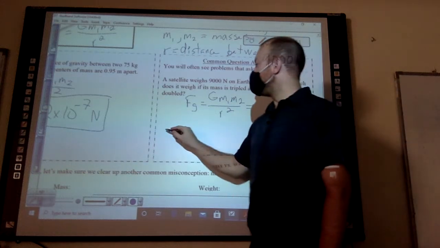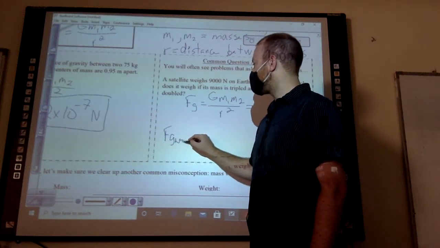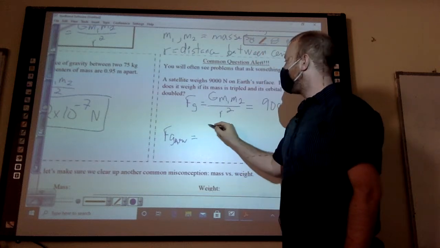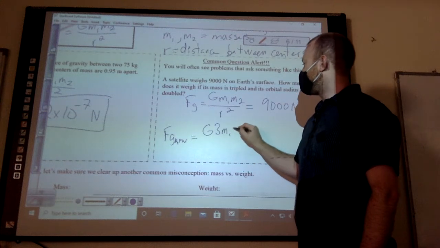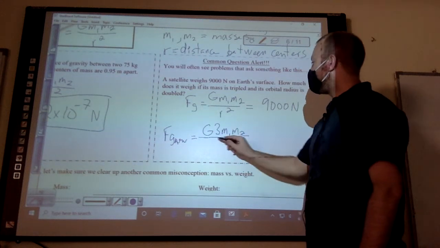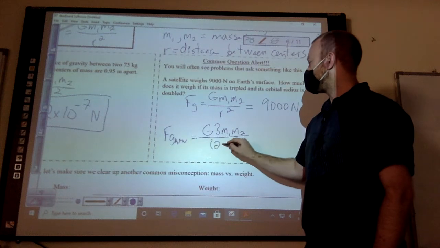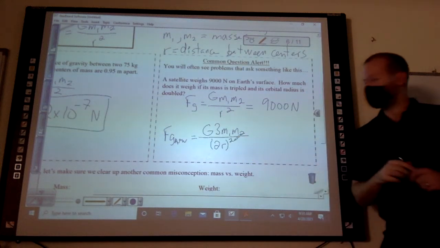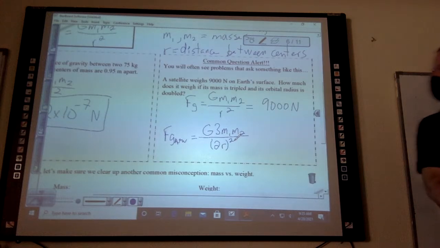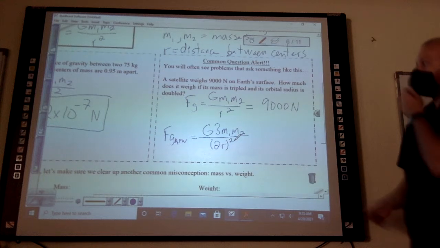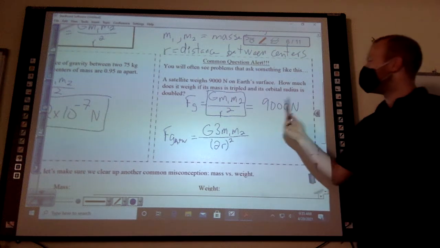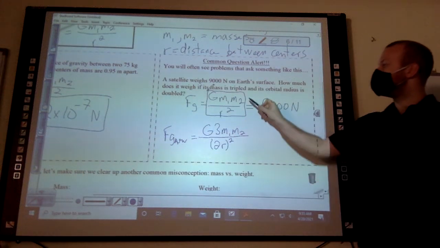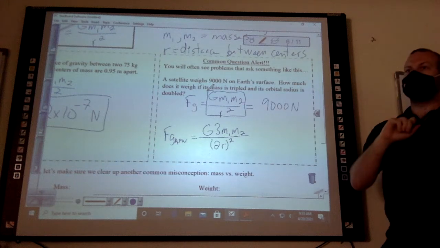Then I'm going to have a new weight. This is what we're looking at. So Fg new. And what changes? So I'm going to triple one of the masses. Doesn't really matter which one. And my radius is doubled. So we can solve this without knowing a single thing about masses or the radius. Because I know all these variables together equal 9,000. So if I can find these original variables down here, I know that equals 9,000.